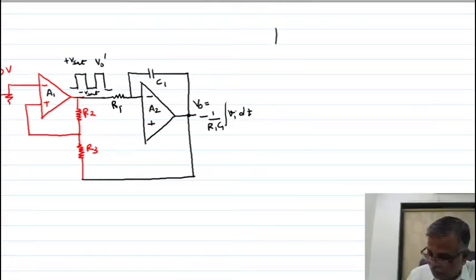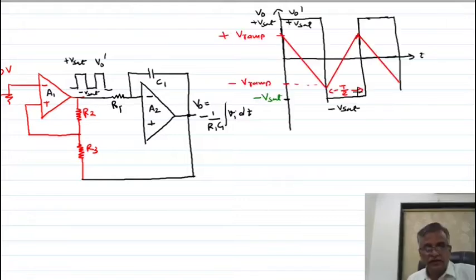Listen now, I am showing you the waveform. The circuit diagram of a triangle wave generator with a less number of components is shown in this figure. In this figure, A1 is a two-level voltage comparator which produces the square wave output, and this square wave output is given to the negative terminal of the integrator circuit A2. The output of A2 is a triangle waveform, and this triangle waveform is fed back to A1 through the potential divider network of resistances R2 and R3.